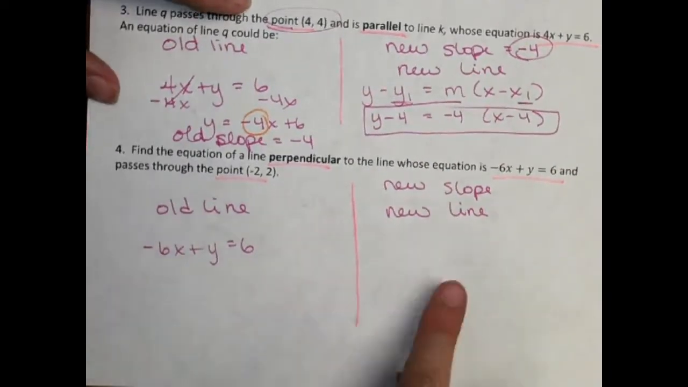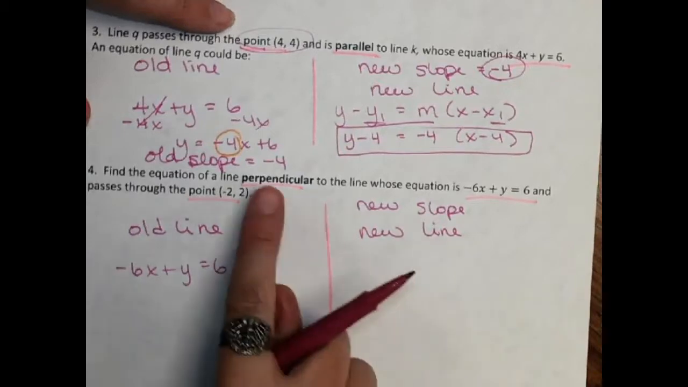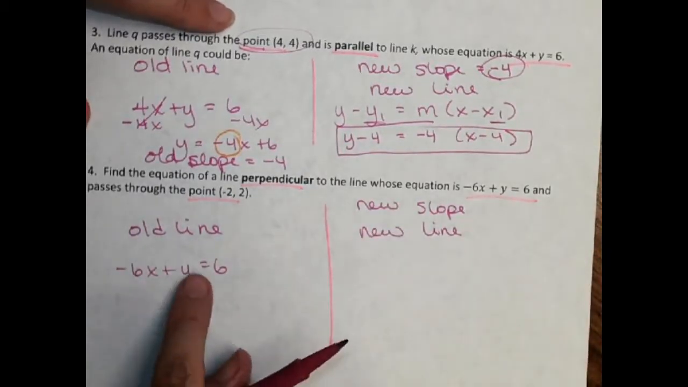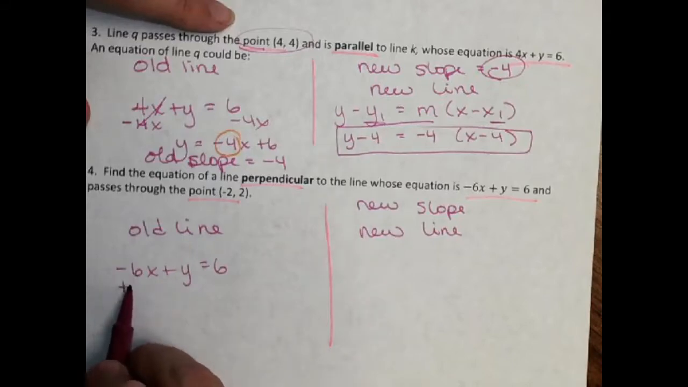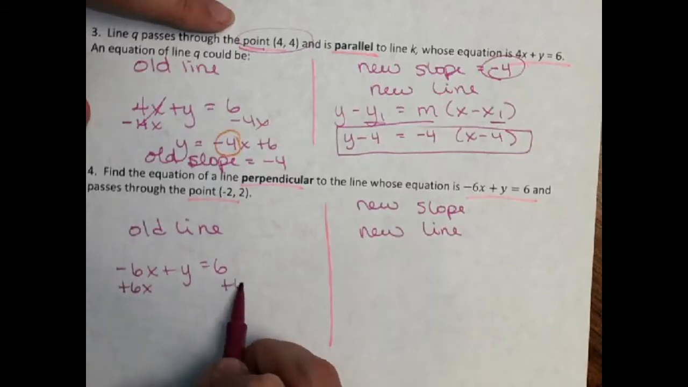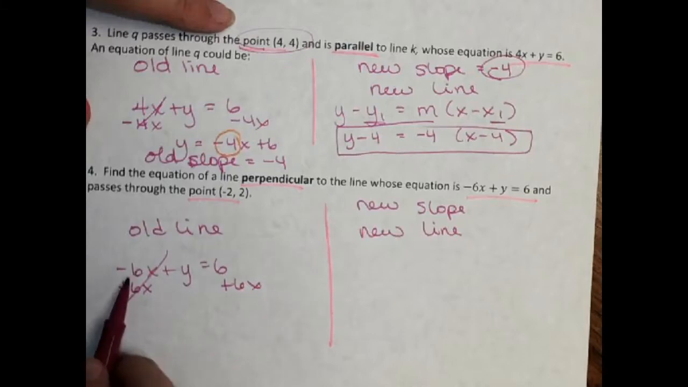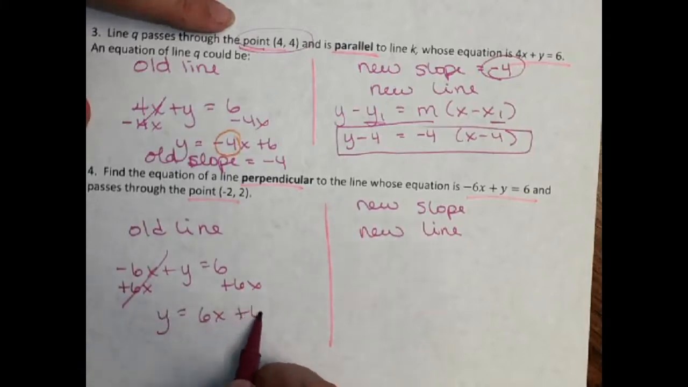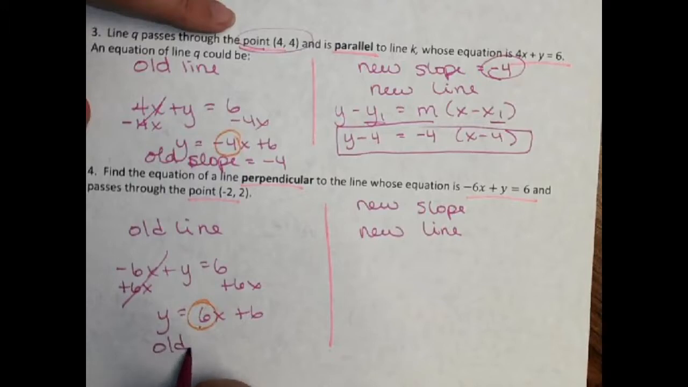Okay, we're going to repeat that on this problem. They want perpendicular, but it's basically the same steps. I wrote it down here. I need to get this in y equals form, so I'm going to add 6 on both sides. That cancels, because negative 6 and 6 is 0, so I get y equals 6x plus 6. Here's my slope. This is my old slope of my original line, is 6.